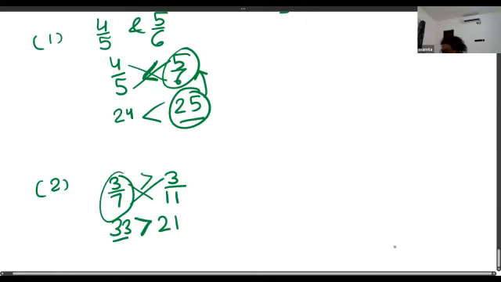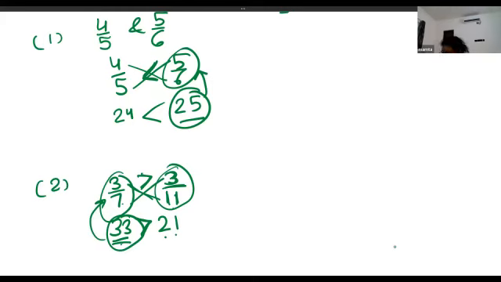Advika, your answer is wrong. You said 3 by 11. How is it 3 by 11? If I cross multiply, 3 into 11 is 33, and 7 into 3 is 21. So 33 is more than 21, na? So the corresponding fraction of 33 is 3 by 7.